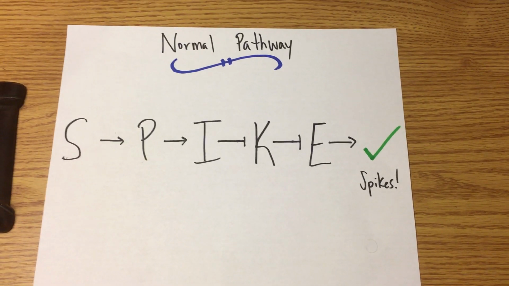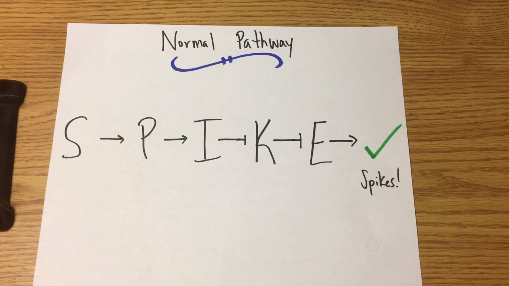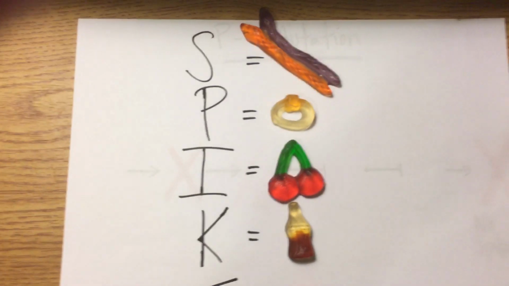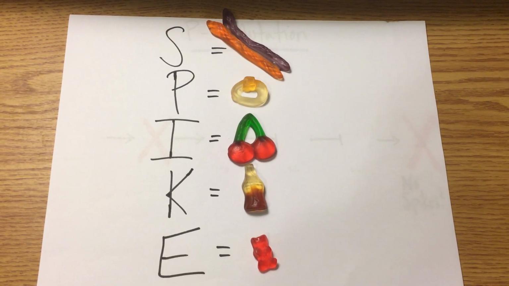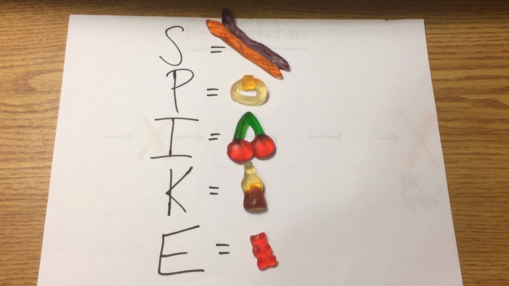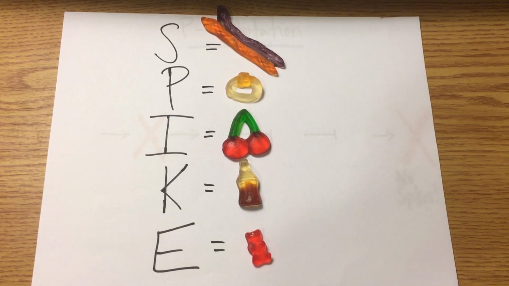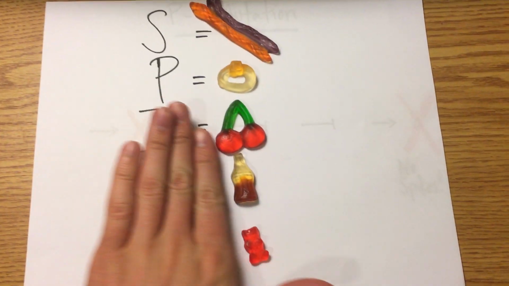So this is the normal pathway with everything functioning, and here is the key I'll be using to depict those genes in the pathway. So if you want to, you can pause it here to get a better grip on how that will be looking in a minute or two.